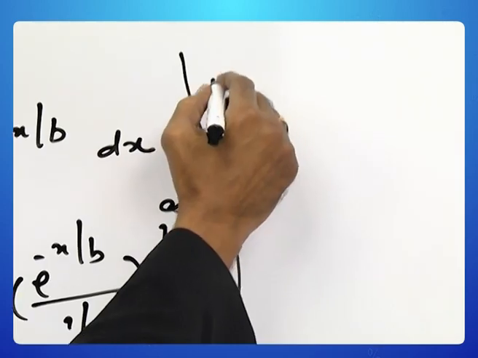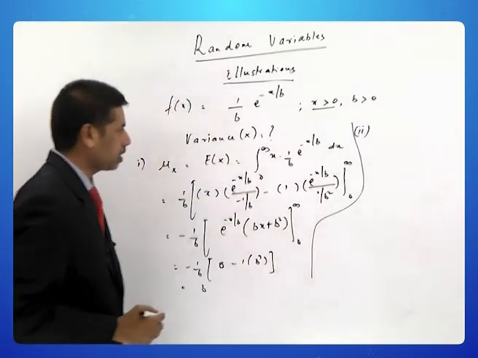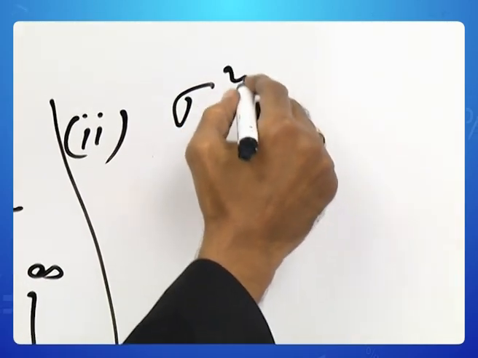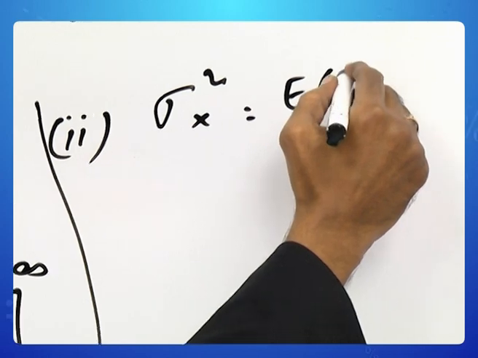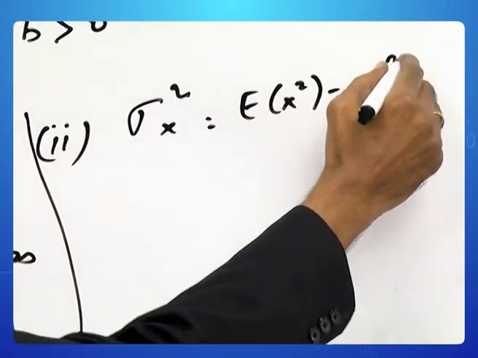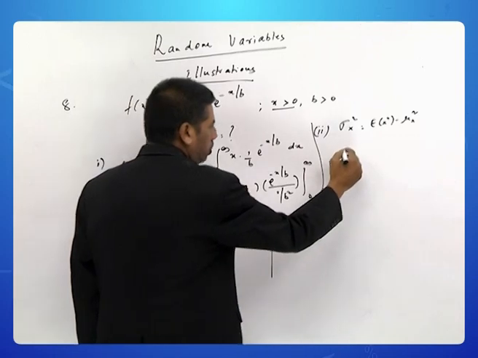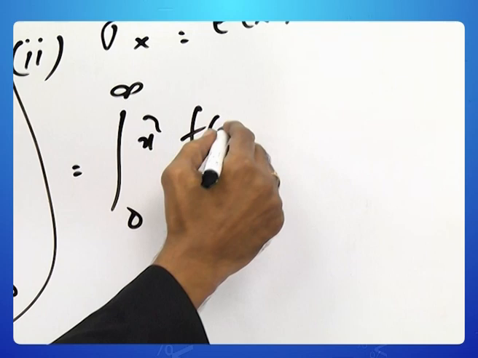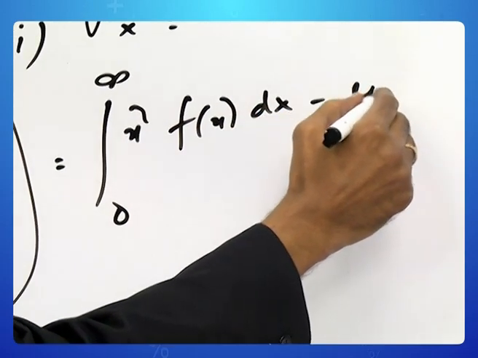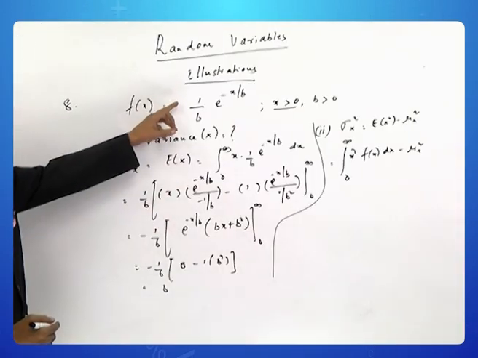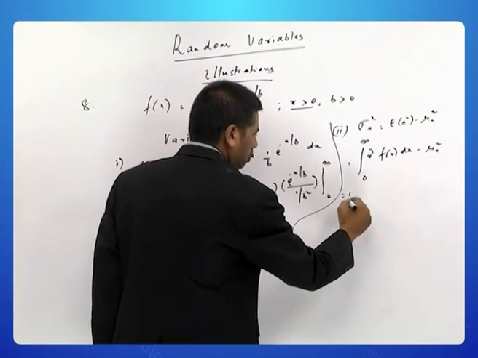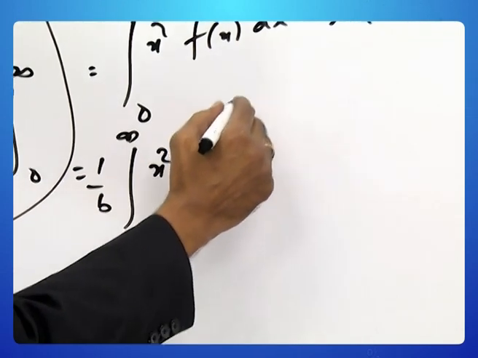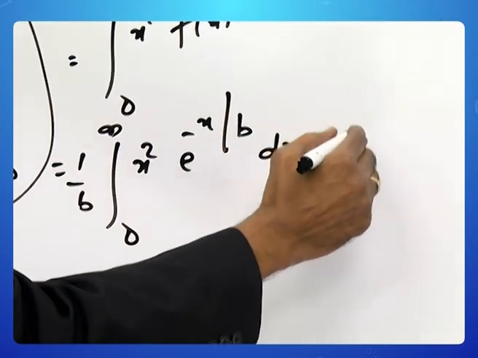Now comes the required calculation to find out the variance. So variance of x is equal to expectation of x squared minus the square of the mean. So integral 0 to infinity x square into density minus square of the mean. Density is here, of which 1 by b can be taken out. X squared e power minus x by b dx minus square of the mean.